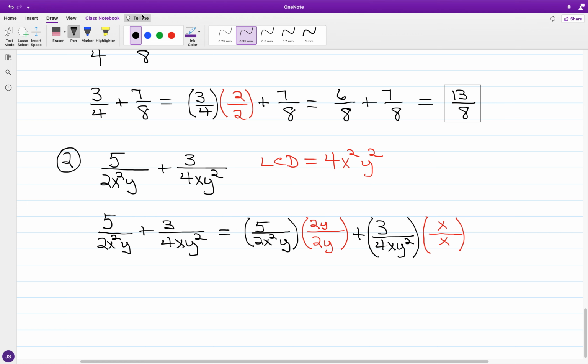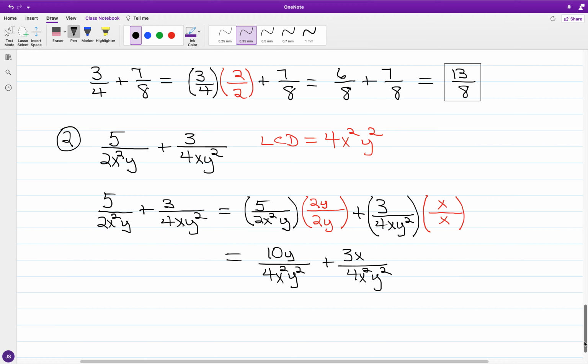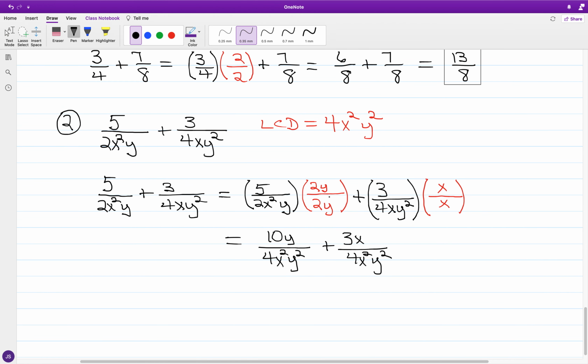And for what we have in terms of the follow through, okay, so you have, in this one case, you have 5 times 2y, so this will be 10y. And guess what? We got 4x squared, y squared. And we have plus 3 times x. And this is also over 4x squared, y squared. And we had the same denominator. Okay, so by then, if you saw the end result, you could have already written the final result.